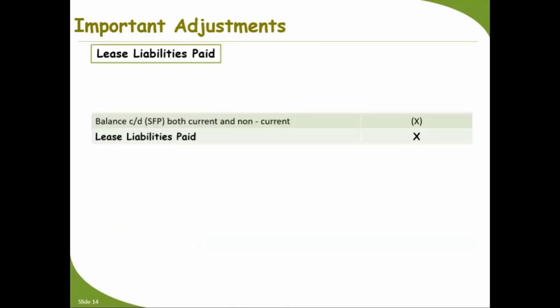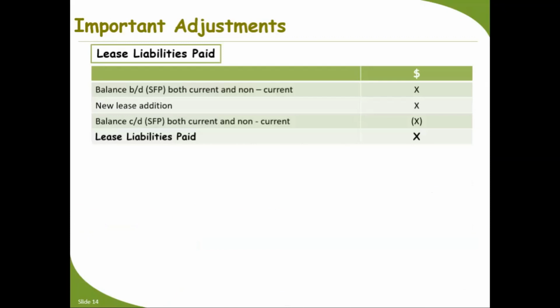Then we have the adjustment for lease liabilities paid. Again, current and non-current both you will add. Opening balance, new lease addition if there is any, then the closing balance carried down you will subtract, and the remaining figure would be the lease liabilities payment.